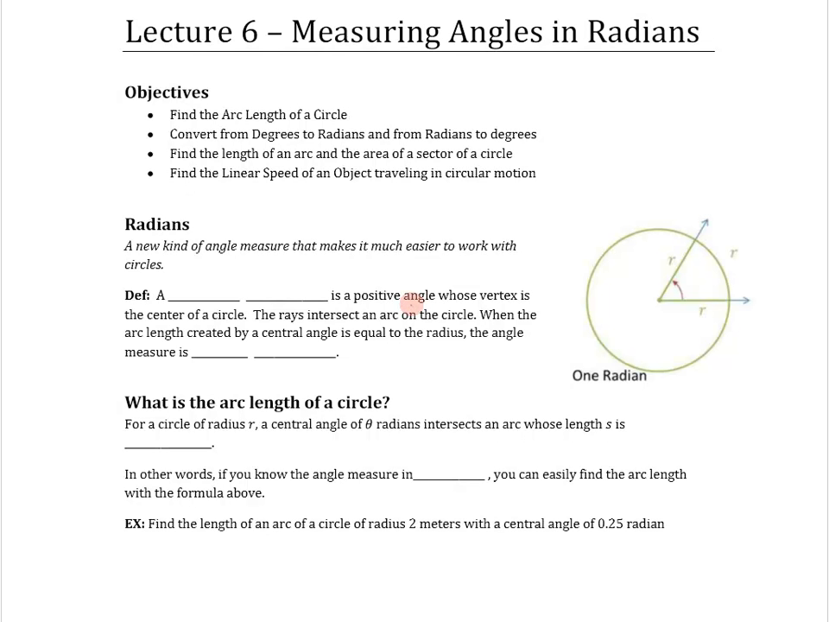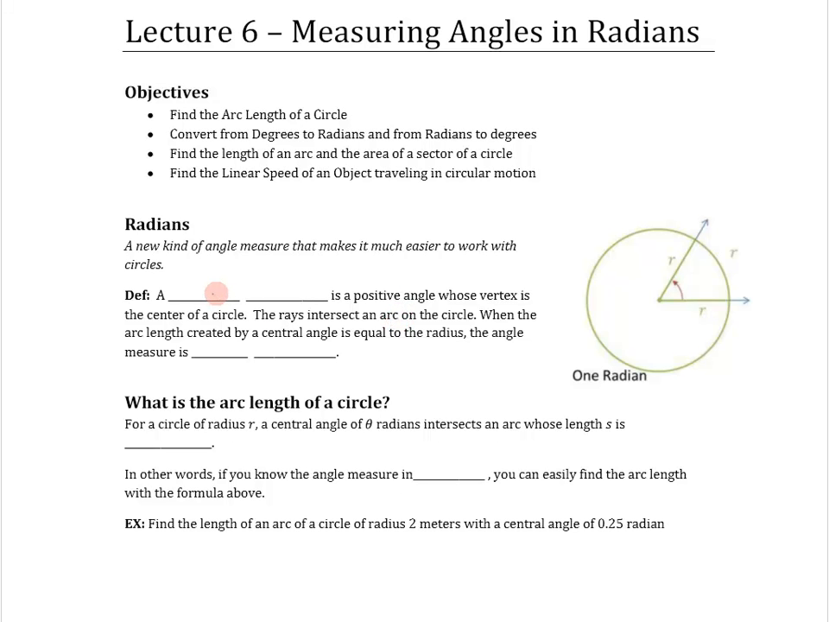In this lecture, we're going to be taking a look at a new way to measure an angle using something called radians. In the last lecture, we talked about measuring degrees, and now we're going to talk about radians. Radians is a nice new type of measurement that makes it much easier to work with circles, which is going to be a very central part of what we do in trigonometry.